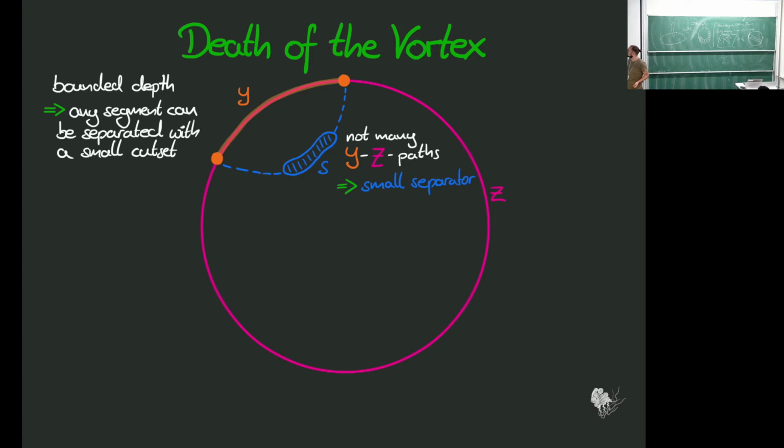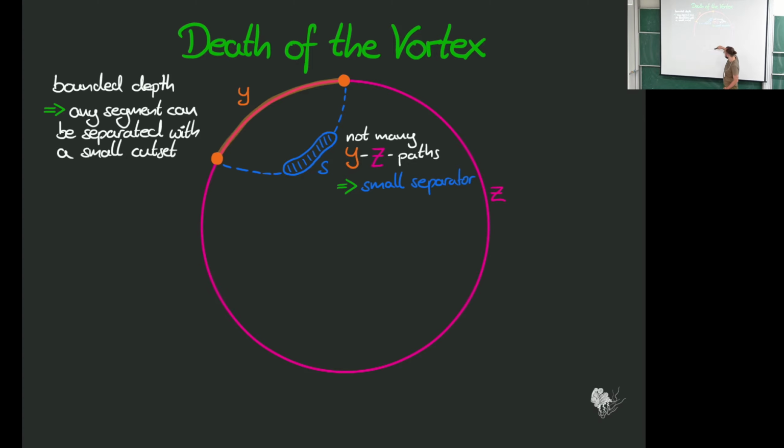And for this, I just use a counting argument, essentially. So I know that because of the bounded depth of my closed pink curve, whenever I fix some segment here, I cannot have many paths that go from here to the complement. So I can kill all paths that go from y to z with a small set S, and thereby isolate this area.